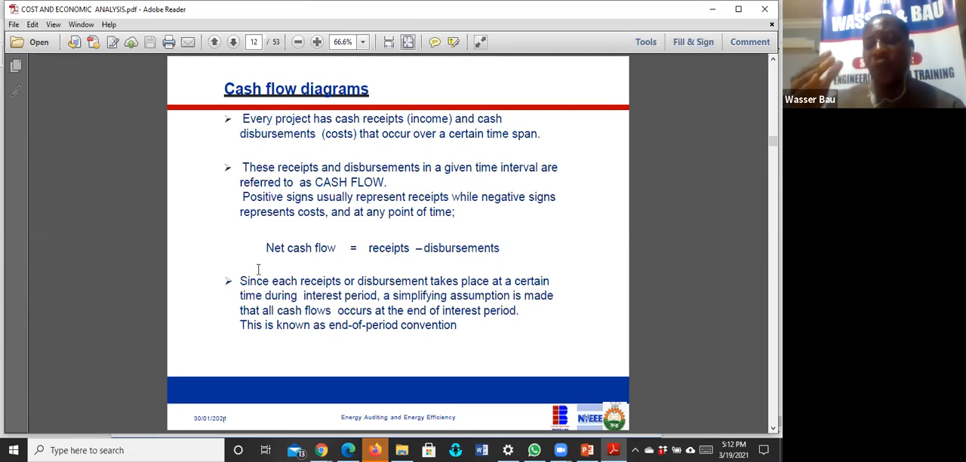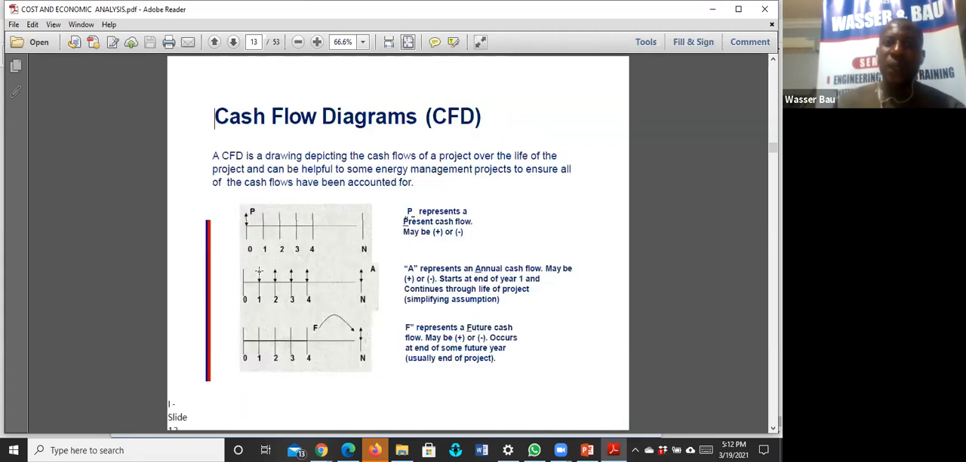Since each receipt or disbursement takes place at a certain time during the interest period, a simplifying assumption is made that all cash flows occur at the end of the interest period. This is known as the end of period convention. So this is what the cash flow diagram looks like. A CFD is a drawing depicting the cash flow of a project over the life of the project and can be helpful in energy management projects to ensure that all cash flows have been accounted for.